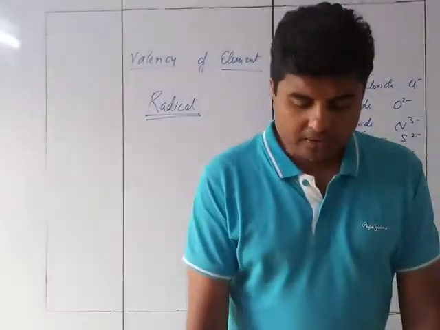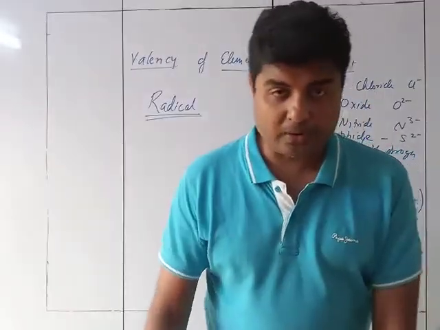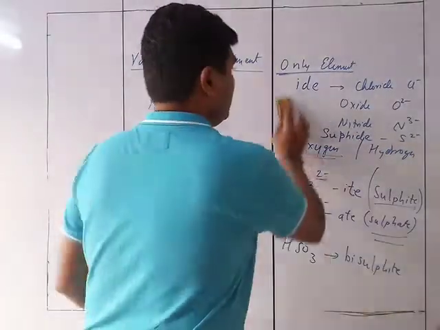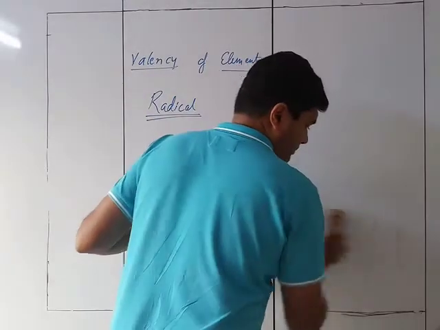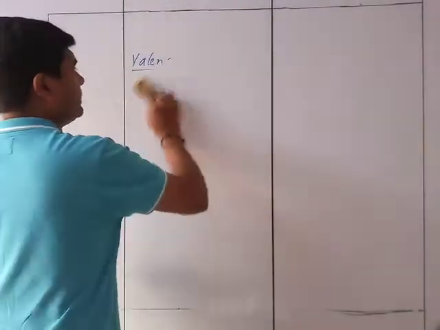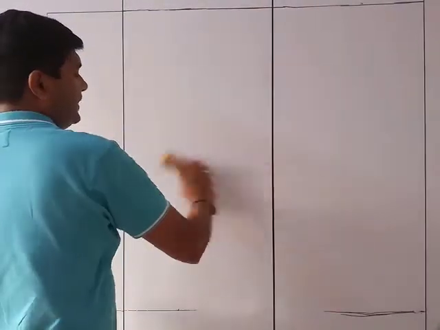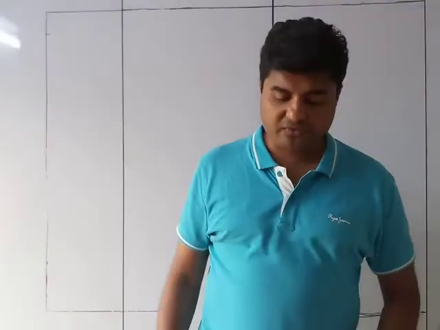Now we move forward to form the compound. So how to form the compound? It's a very easy thing to form a compound once you understand the concept of radical and you remember the different radicals which are present, or you remember the valencies of the different radicals which are present. So it's very simple.